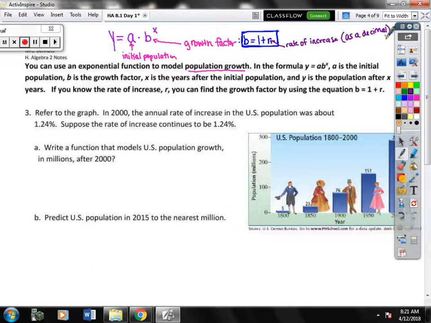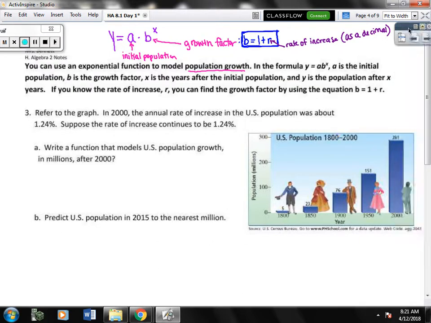So an example, number 3, they say refer to the graph below, and this is the U.S. population from 1800 to 2000, and they tell us in 2000 the annual rate of increase in the U.S. population was about 1.24%. So this is your R value. The rate is 1.24%. We do want to change that to a decimal, so I'm going to change that to be 0.0124. You move the decimal 2 spaces to the left or divide by 100. Suppose the rate of increase continues to be 1.24%. Write a function that models the U.S. population growth in millions after the year 2000.